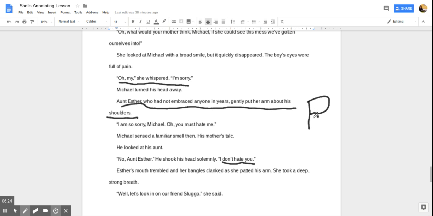And I put a P with a small s for problem solved. And there you have it, how to annotate a story.